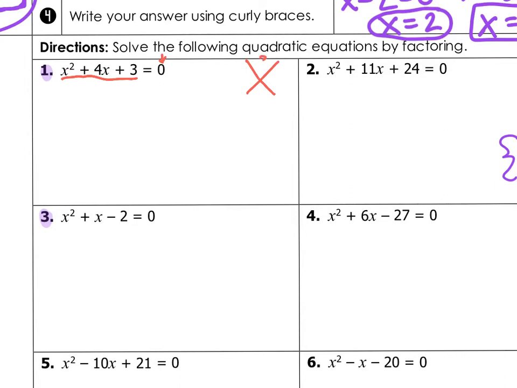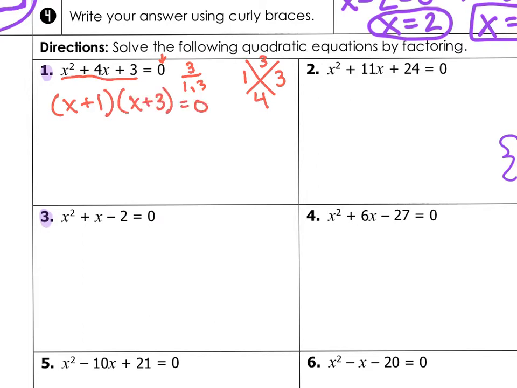My C is 3, so that's going to go up top. My B is 4. So I need factors of 3 that add up to 4. Well, guess what? 1 and 3. And I know that neither of them are going to be negative because, number 1, my C is positive. So if my C is positive, remember that my signs are going to be the same. And then my B is also positive, so they have to add together. So this tells me that my factors are x plus 1 and x plus 3.